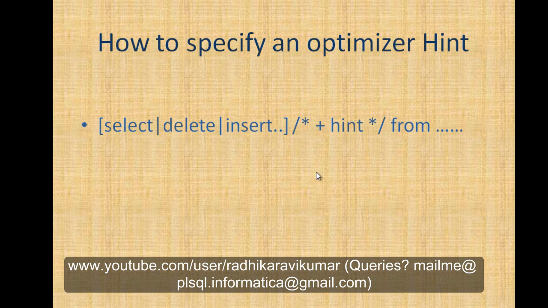So first is SELECT, then forward slash, then asterisk, then give a space, and make sure there is a space or else you'll get errors. Then give the plus sign, then your hint, then make sure again you have a space here, then asterisk, then forward slash, then FROM whatever table name and your conditions and all. So this is how you need to specify an optimizer hint. Whichever is there within this forward slash and asterisk, that's what is called the optimizer hint. There are many hints, we'll discuss that now.